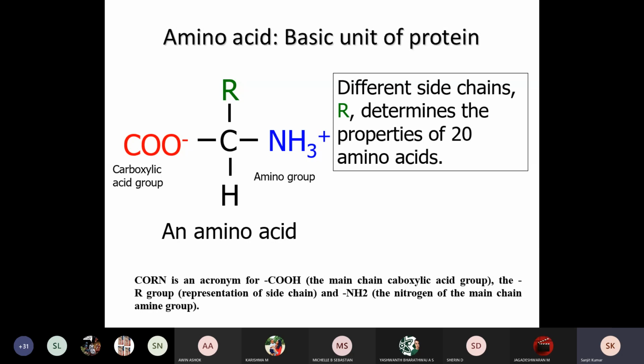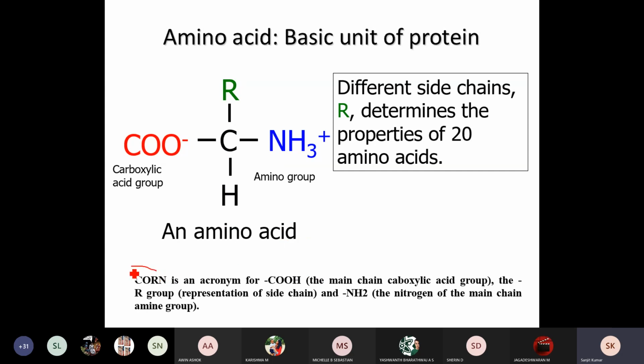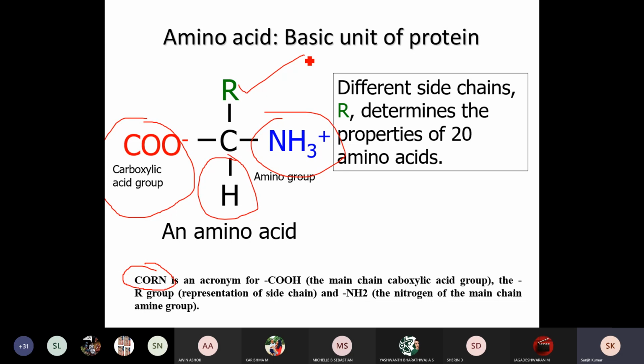If you want to remember the amino acid structure better, you can remember CORN. CORN is an acronym for COOH, the main chain carboxylic acid group, the R group representing the side chain, and NH2, the nitrogen of the main chain amino group. The carboxylic acid, NH3 and hydrogen are common, but if R is changed, the amino acid properties change.